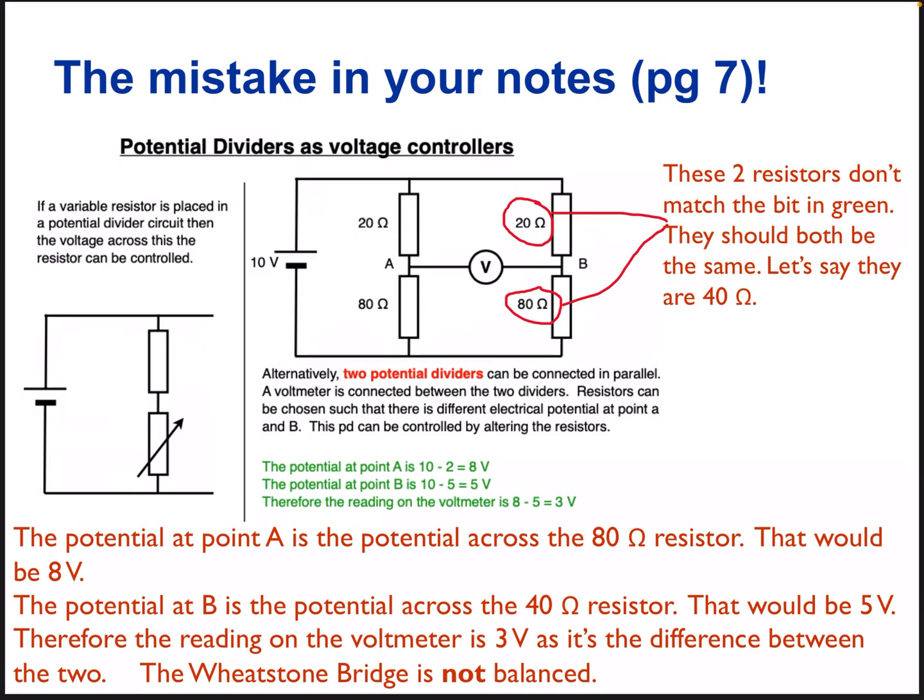So let's just say that they're both 40 ohms. So you could score it off and write it on if you want, or just write a note somewhere to note that that is wrong.